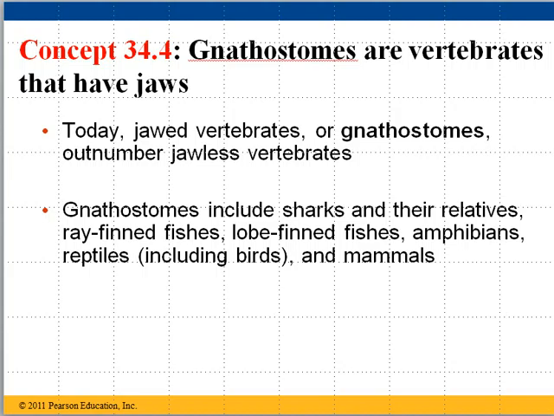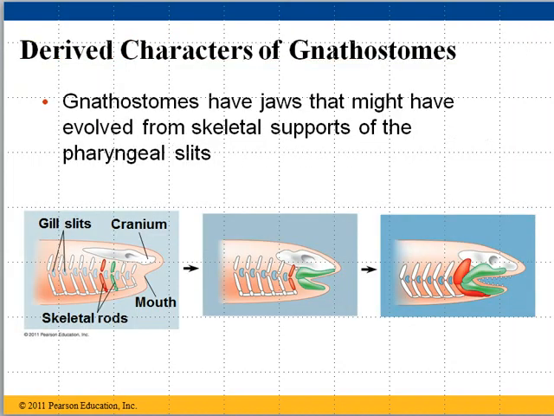Gnathostomes include sharks and all of their relatives, ray-finned fishes, which are the fish that you're probably familiar with when you think of fish, lobe-finned fishes, which are weird little guys we'll talk about, amphibians, reptiles, which would include birds, by the way, and mammals, of course, and that would include human beings as well. Again, with each category of creature, we want to talk about what makes them unique or different.